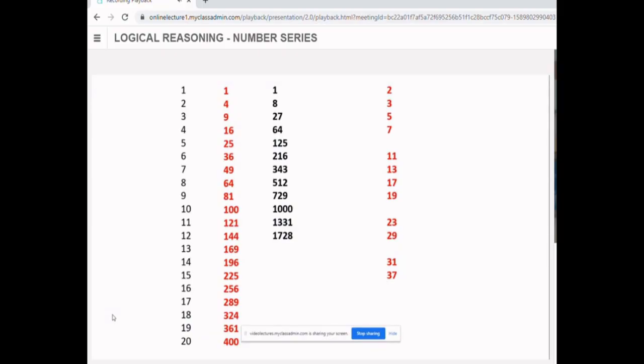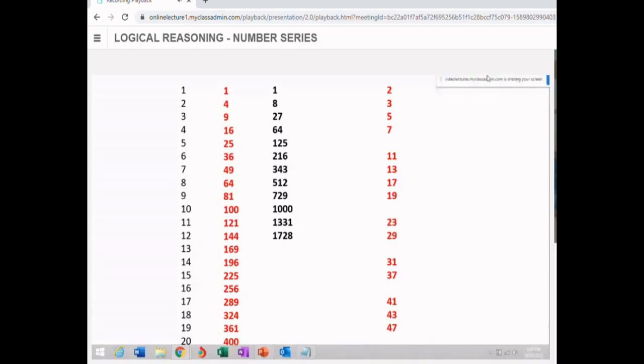Next comes the 40s. Here there are 3 of them: 41, 43, and 47.